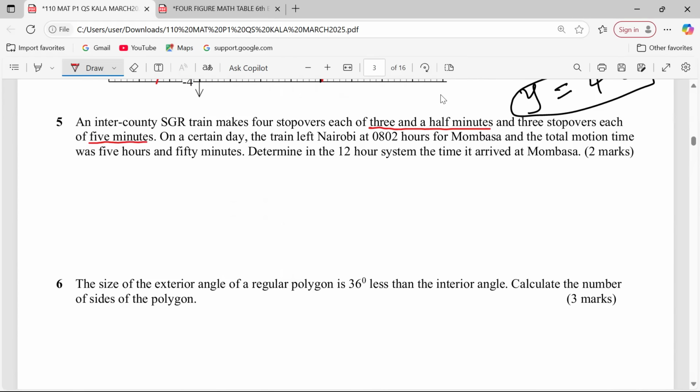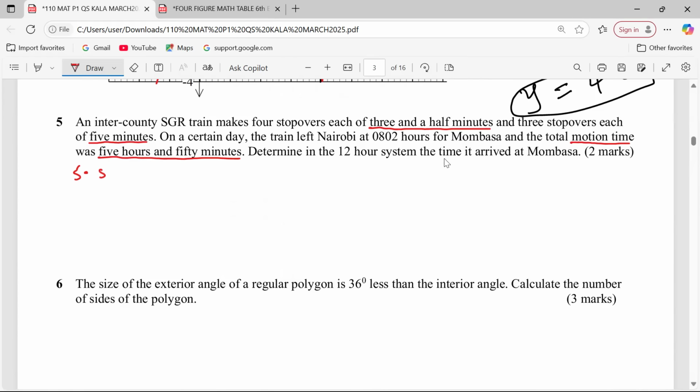On a certain day, the train left Nairobi at 0802 hours for Mombasa, and the total motion time, read that again, motion time was 5 hours and 50 minutes. Determine in the 12-hour system the time it arrived in Mombasa. I'm considering the time in motion being 5 hours and 50 minutes.